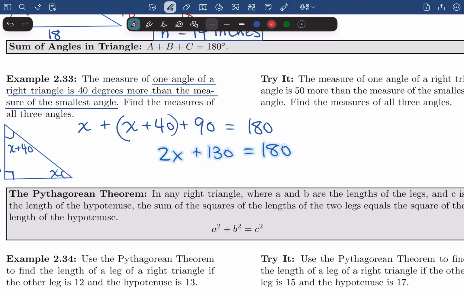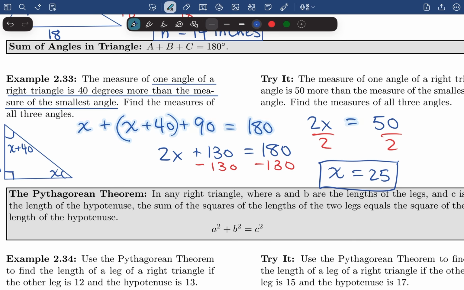Now let's do a little more algebra. We have to subtract 130 from left to right. And we will rewrite this as 2x equals 180 minus 130, which is 50. So I've rewritten my equation. It now looks much simpler. I now divide by 2, and I find out that x equals 25.